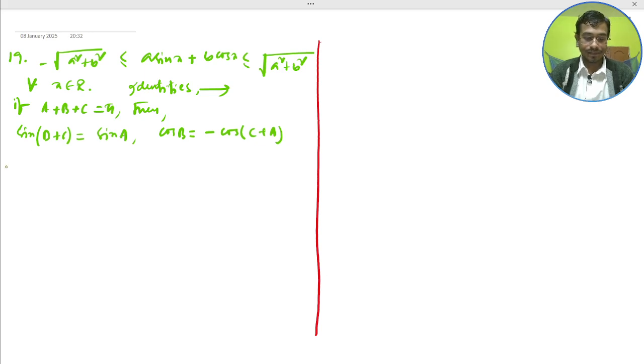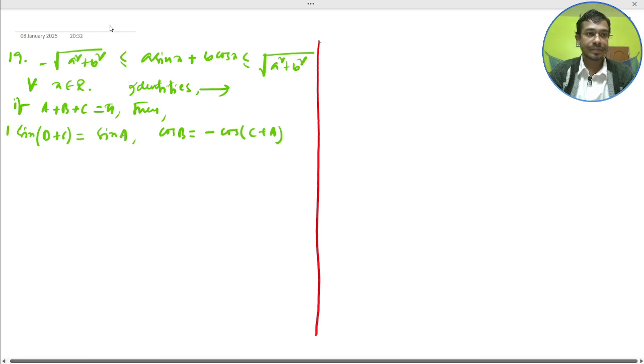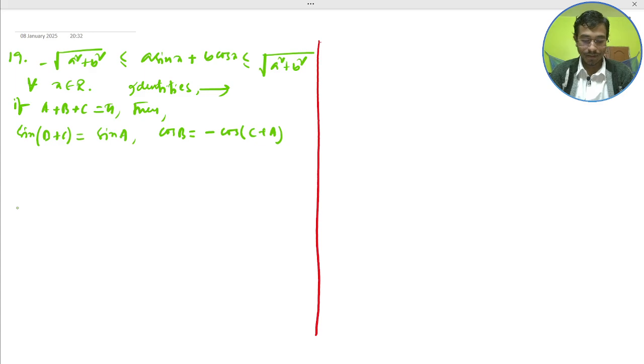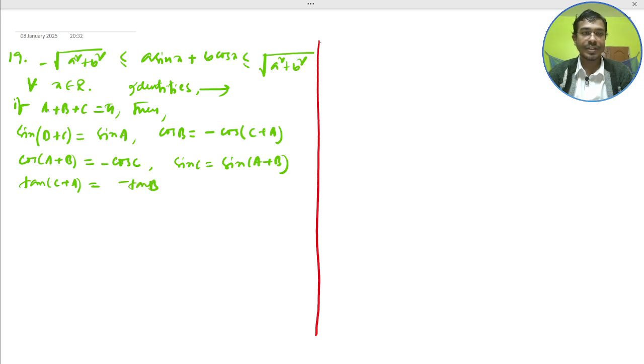And next one, cos a plus b equal to minus cos c, and sin c equal to sin a plus b. Next, tan c plus a is equal to minus tan b. Condition a plus b plus c equal to pi. So cot a equal to minus cot b plus c.